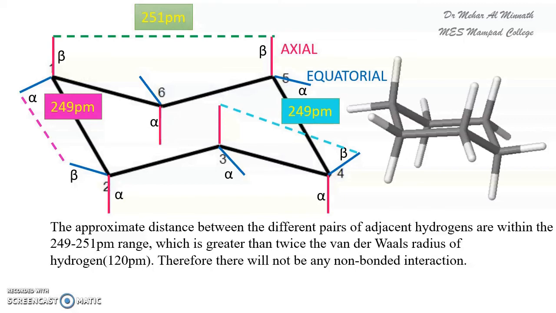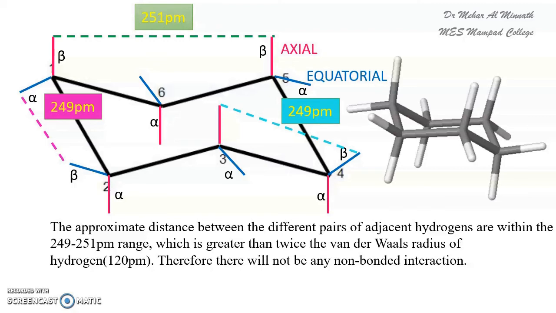So in a chair conformation, the distance between the different pairs of adjacent hydrogens is much above 240 picometer. Or we can say it is much above twice the van der Waals radius of hydrogen. So the radius of hydrogen is 120 picometer. When you put two hydrogens side by side, and we measure the distance from one nucleus to the other nucleus, it will be 240 picometer. That is when we place them near to each other, just touching them. But here we have 251 and 249.